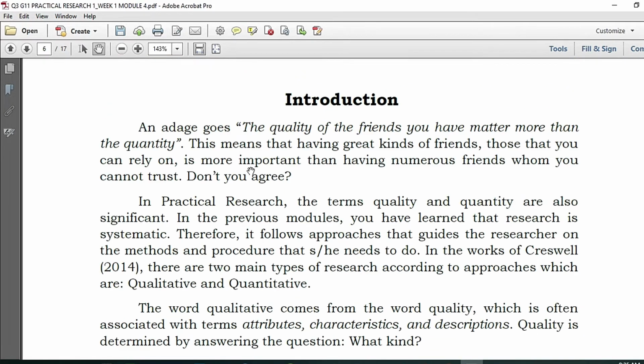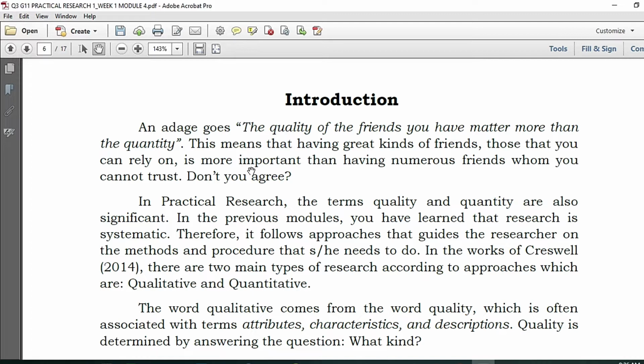Okay? So this is the introduction. An adage goes, the quality of the friends you have matters more than the quantity. This means that having great kinds of friends, those that you can rely on, is more important than having numerous friends whom you cannot trust. Don't you agree with this saying? In practical research, the terms quality and quantity are also significant.